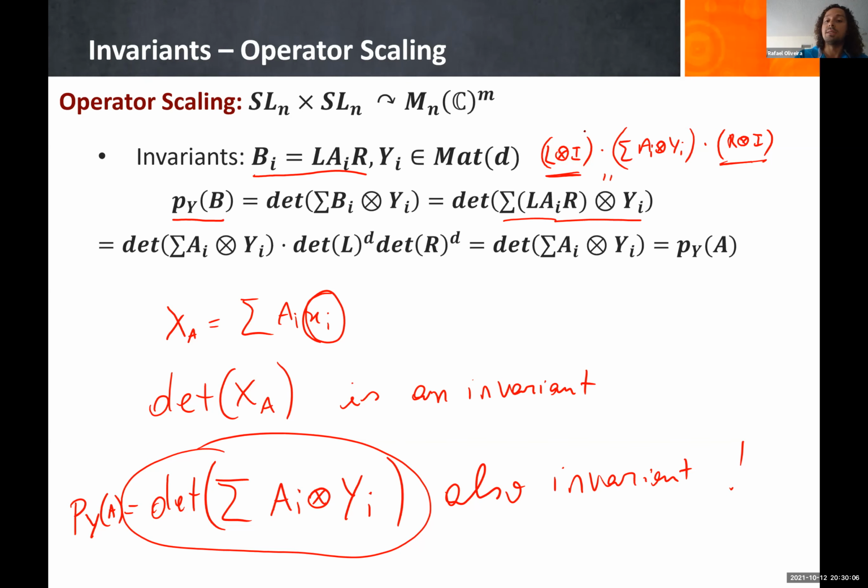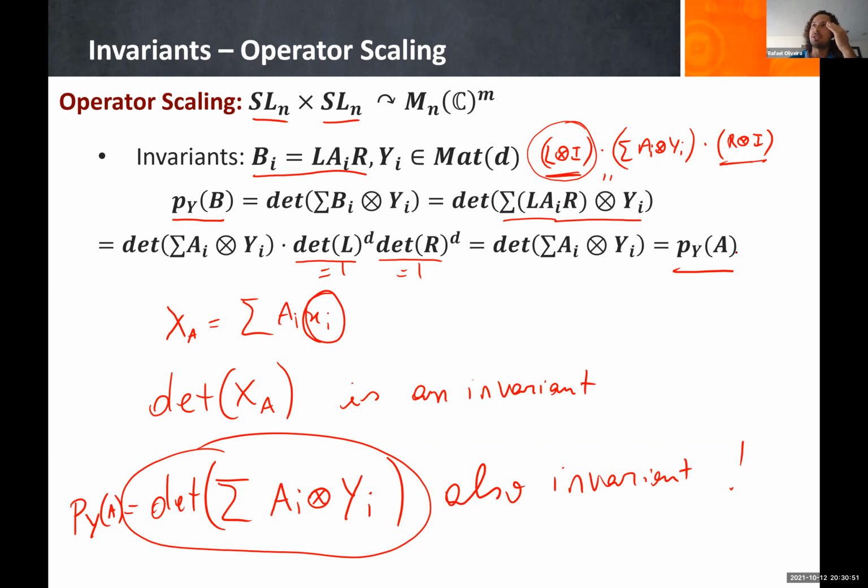And now, what is the determinant of this matrix? Well, it is the determinant of L to the power of the dimension of the identity. So let's say that the Yi's are D by D matrices, so that I get determinant of L to the D times determinant of R to the D. But now remember, our group is the special linear group. So these determinants are 1. So these guys vanish, they are equal to 1. We can hide them. And this is exactly equal to the determinant of the sum of Ai tensor Yi, which is the P_Y of A. Does that make sense? So these P_Y's are also invariants.